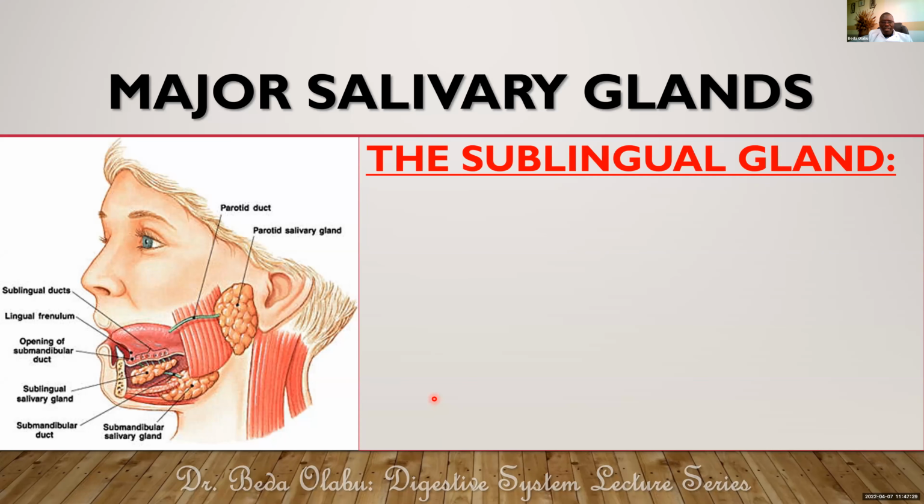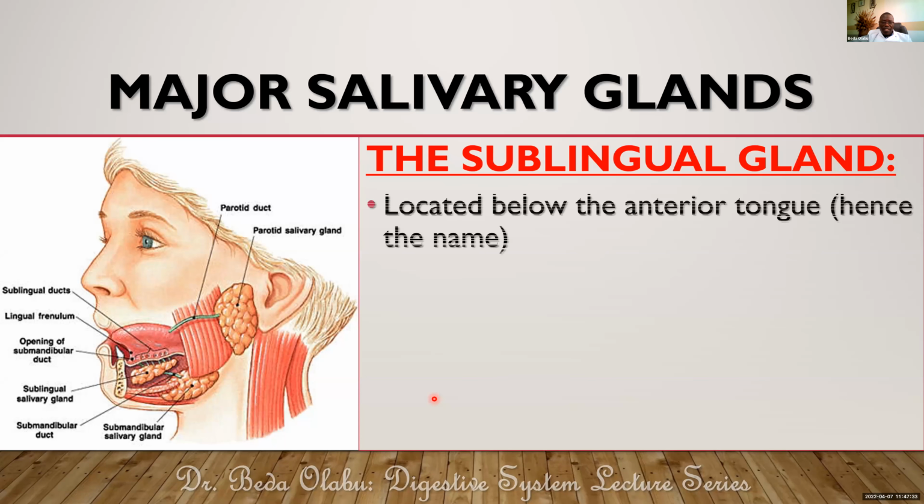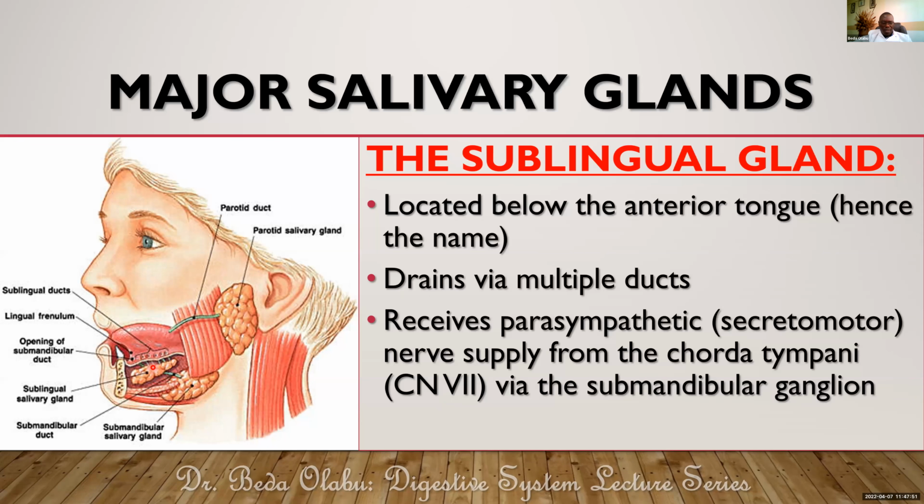Let's talk about the sublingual salivary gland. The sublingual salivary gland, as the name suggests, is just below the tongue, and that is where it derives its name. The ducts of sublingual glands are multiple. It's not just one, but multiple ducts, tiny ones. They open in the floor of the mouth.